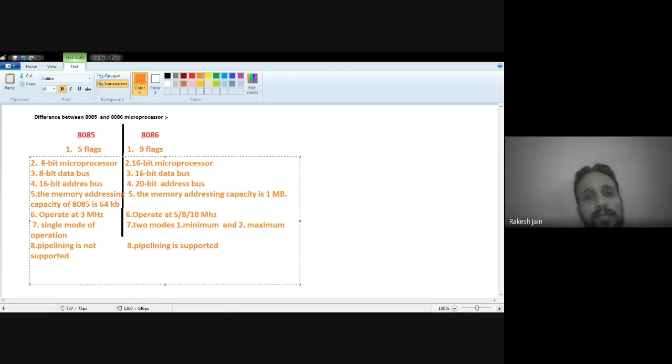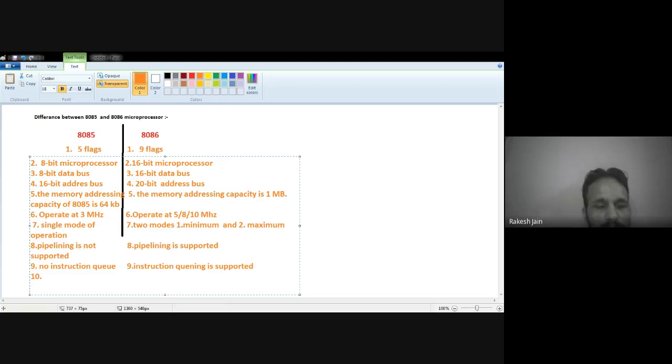Instruction queue is not present. There was no meaning of instruction queue in case of 8085 microprocessor, but instruction queuing is supported in 8086 microprocessor. No instruction queue in case of 8085 microprocessor, while instruction queuing is supported or present in 8086, we can say.